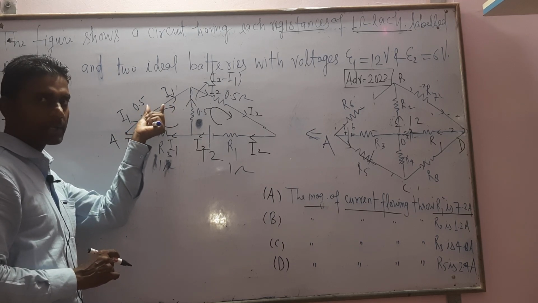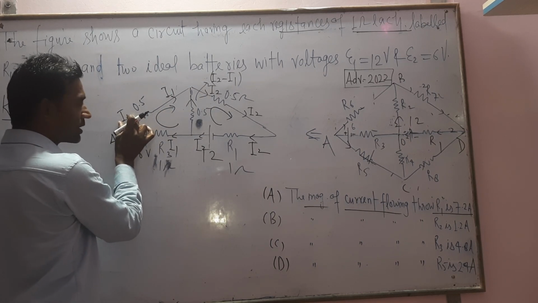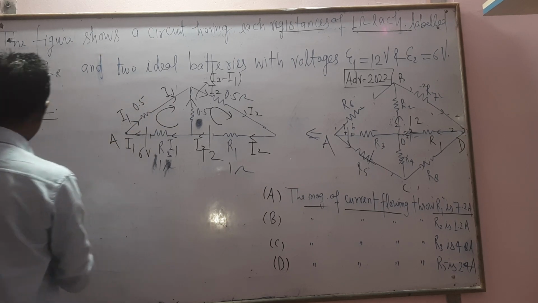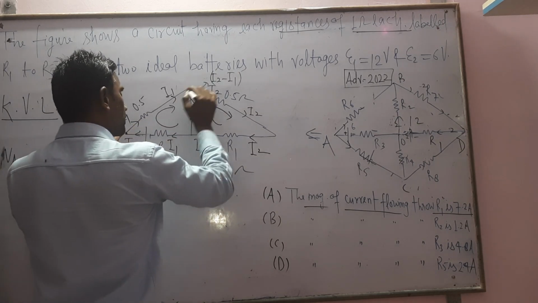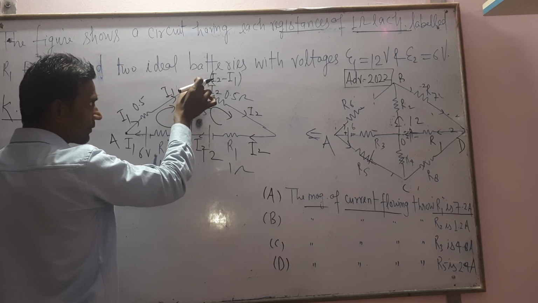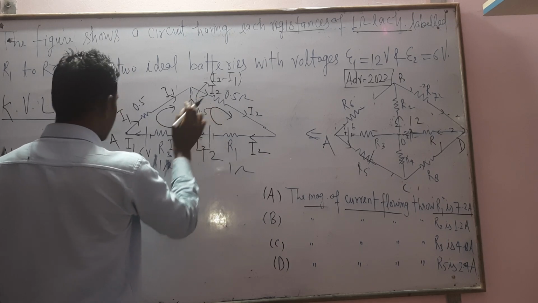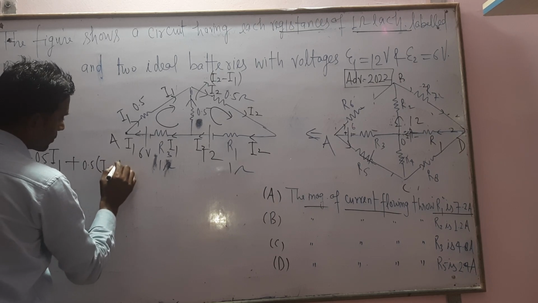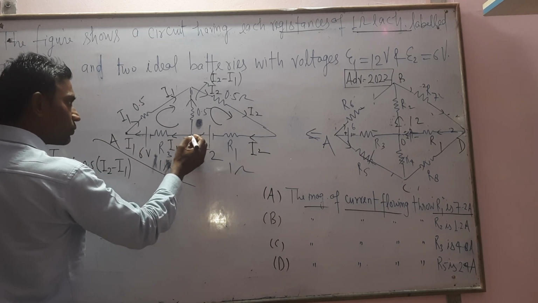This is minus IR. Current is flowing in this direction, this is the current I1, which is unknown, and this is a 0.5 ohm resistance. So minus 0.5 into I1, because we are moving in this direction. And if the current is flowing upward and we are moving downward, this is positive, not negative. So we can say plus 0.5 into I2 minus I1, as we are moving in this direction.